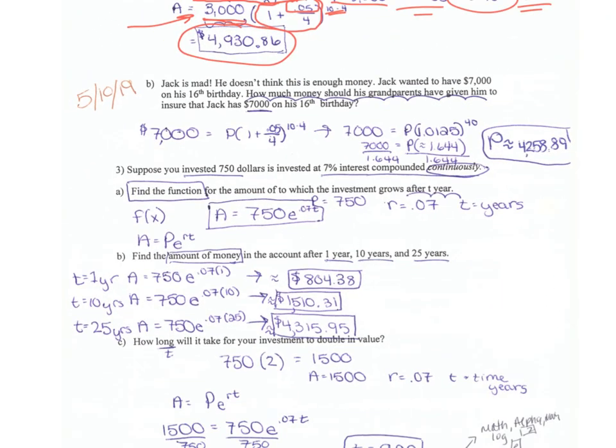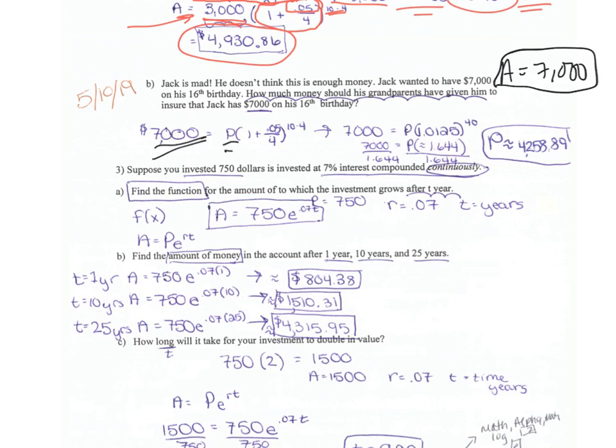So for this problem, it says that Jack wanted to have 7,000. He wanted to have doesn't mean he starts with. So his final amount that he wanted was 7,000. Again, not P. The A is 7,000. So we put 7,000 right here. So we don't know what his principal is. That's why we just have to leave it as a variable.